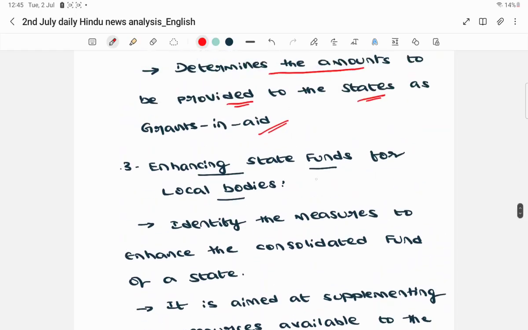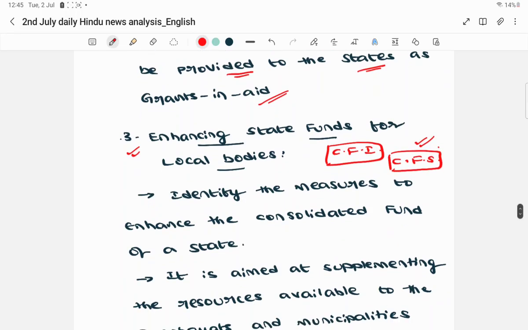Like for example, at the All India level, we have the Consolidated Fund of India. And at the state level we have the Consolidated Fund of each state. Now the Finance Commission should recommend the measures to strengthen this CFS, that is known as the Consolidated Fund of the state. Read this point. It should identify what should identify.